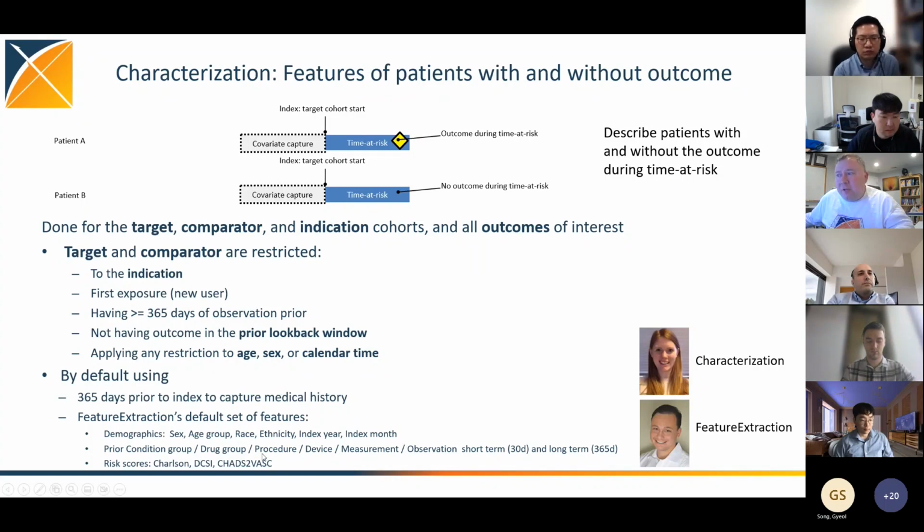we will look back in their history to characterize demographics, such as sex and age and race and ethnicity and index year. And we will also characterize prior conditions, drugs, procedures, measurements, devices, observations in 2 time windows, a 30-day window preceding the exposure and a 365-day window preceding exposure. What this will provide us is the basic information that one would typically want to look at in a table 1, whereby you're simply just trying to understand who are these people that are exposed to the population. And this will be a standardized output that we will have.